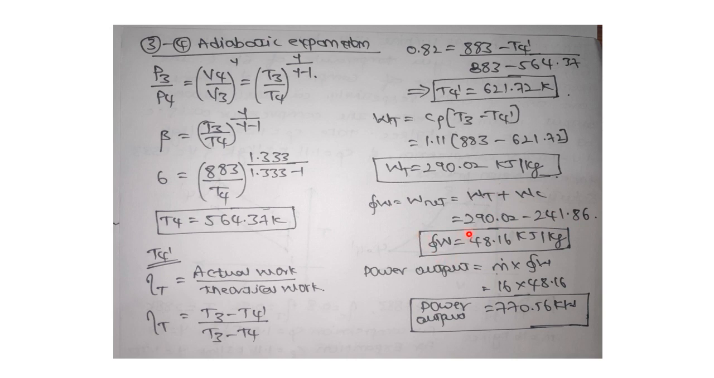Now, once you have the net work done, multiply it with the mass flow rate of the air. That is 16. You will get 770.56 kilowatts. How will you get kilowatts? You can just analyze. Mass flow rate is given in kg per second and net work output is kilojoules per kg. Kg goes away and you get kilojoules per second. Joules per second is watt, so kilowatt. So the work output from this particular gas turbine is 770.56 kilowatts. This is the end of the problem.